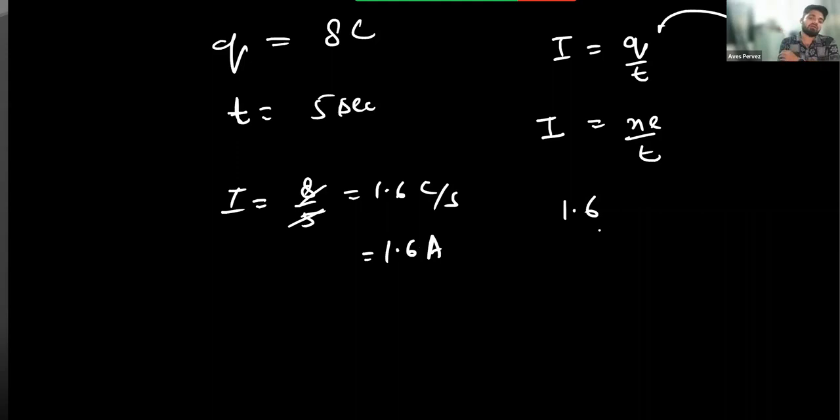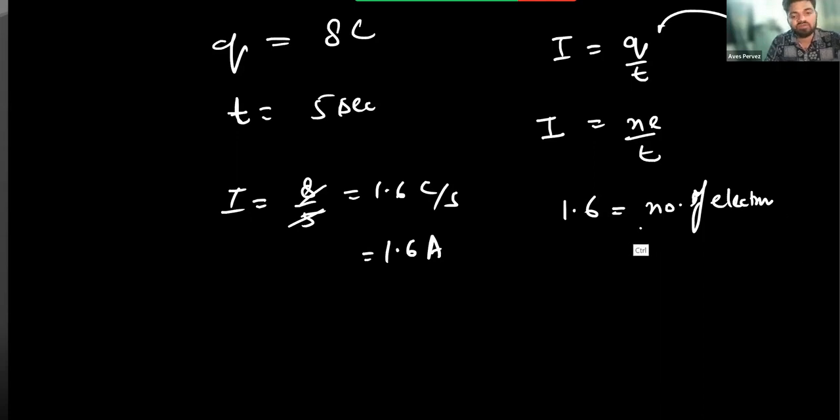So what is Ne? N is the number of electrons. N is the number of electrons, and E is the charge of an electron, that is equal to 1.6 into 10 to the power minus 19.